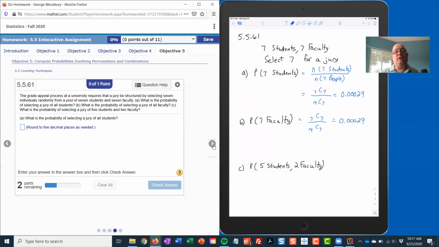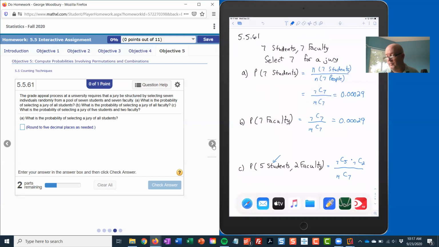For the last one, with 5 students and 2 faculty, this is a little more complicated. First, we have to figure out how many ways can we pick 5 of the 7 students, and that is 7C5. And we're going to multiply that by the number of ways we can pick 2 of the faculty. That's 7C2, and it's still going to be divided by 14C7.